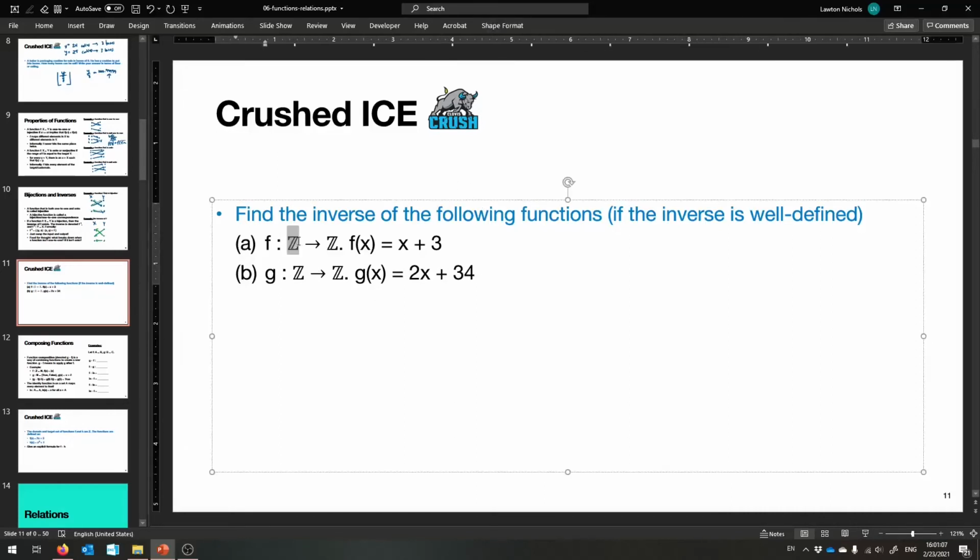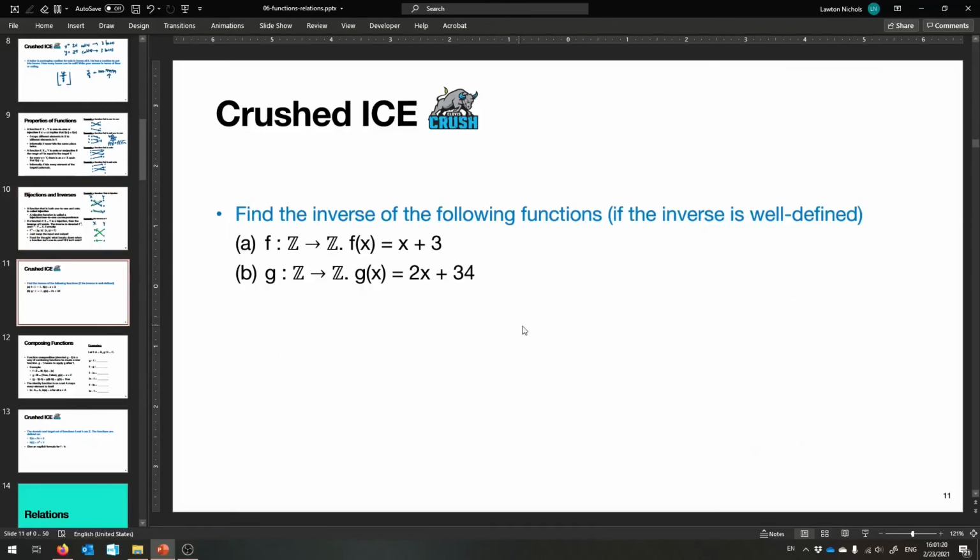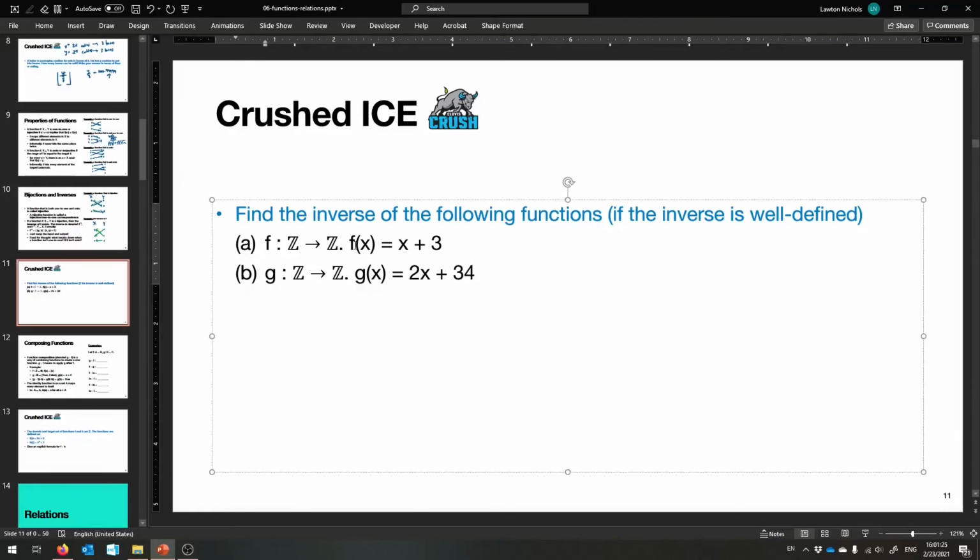Okay, so for f, it's taking integers to integers, and it's taking one integer to that integer plus 3. And this is weird because all these things that I've been drawing, they are finite sets, but now we're doing inverses of actual infinite sets. How in the world is this even going to work? Okay, let's think about this one. f of x equals x plus 3.